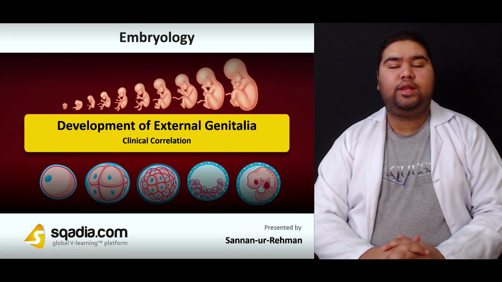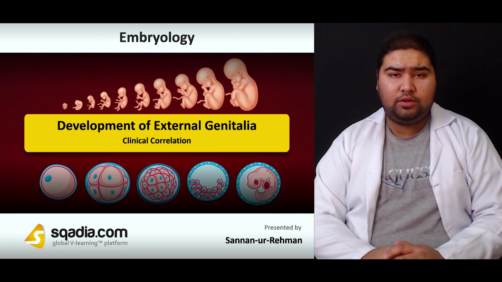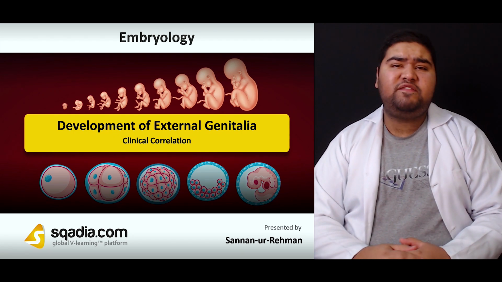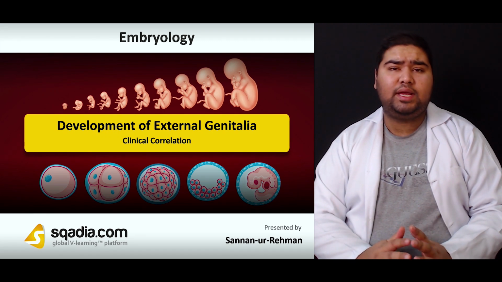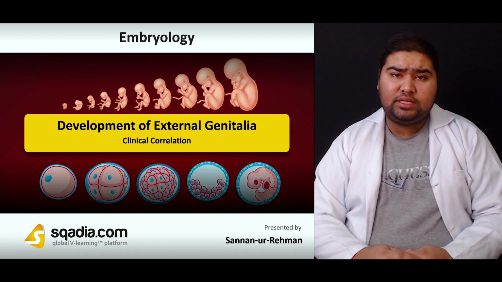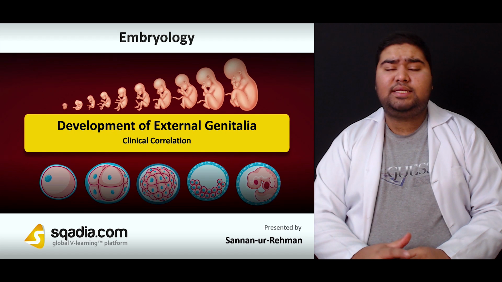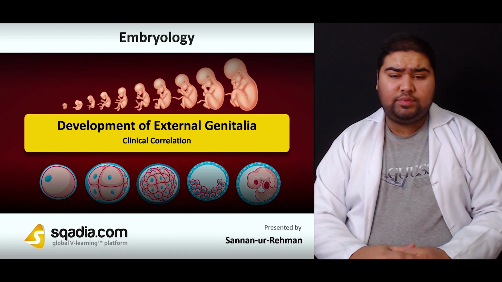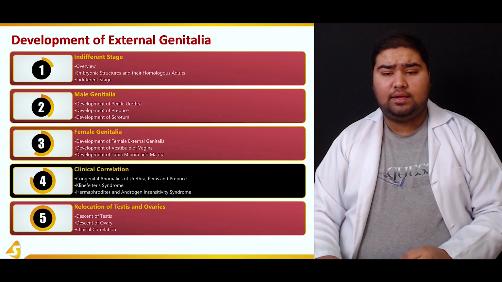Hello everyone, welcome back. So we've talked about the blue balloons, we have talked about the pink balloons, but now we'll see what defects may arise in the development of the genital system, so that there may be a difficulty in either determining the gender, or the gender can be determined easily but the external genitalia are not being properly formed. So let's see what are the various clinical correlations in this section.